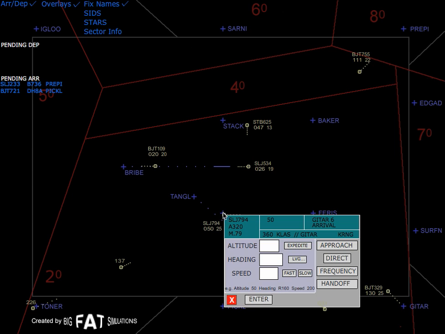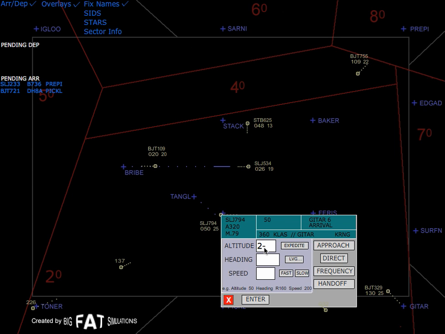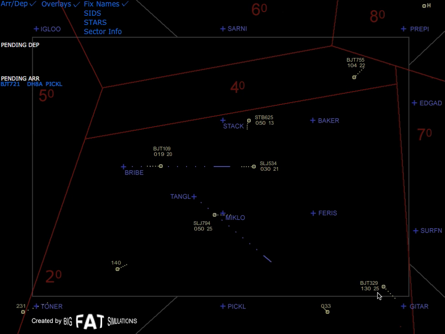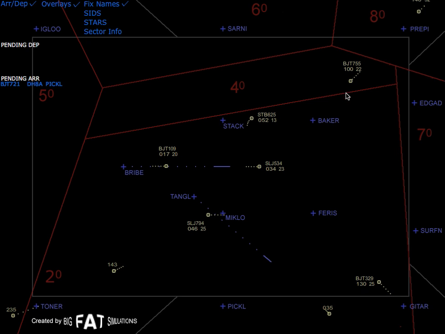This Slamjet's doing beautifully. We're going to bring them down to 2,000 feet now. These pilots will slow themselves down as they get lower. Okay, this Airbus is doing beautifully. These two aircraft are never going to see one another. Another handoff to accept.